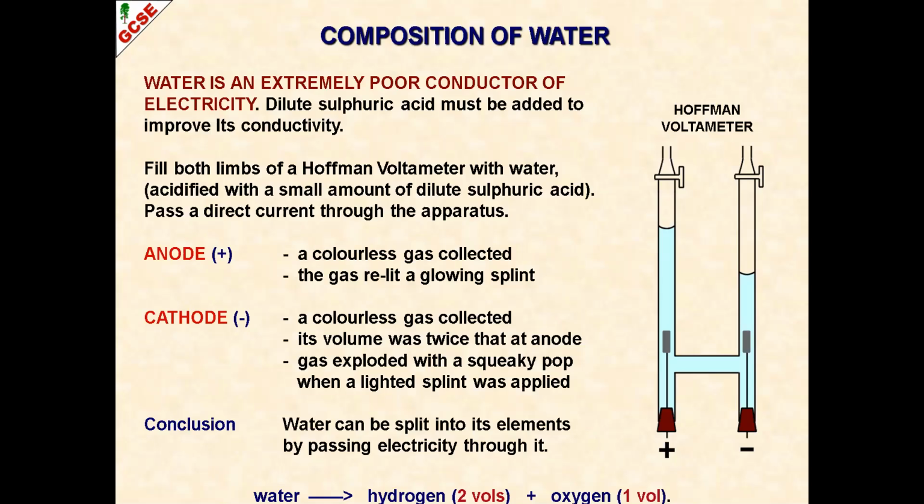Now let's have a look at the electrolysis of water. Water is a very poor conductor, and so it cannot conduct. What should we do to it? We can either add a little bit of sulfuric acid, or we could add sodium chloride or any such thing to slightly improve its conductivity. And if we do so, then we can easily perform its electrolysis. And water is split into hydrogen and oxygen.